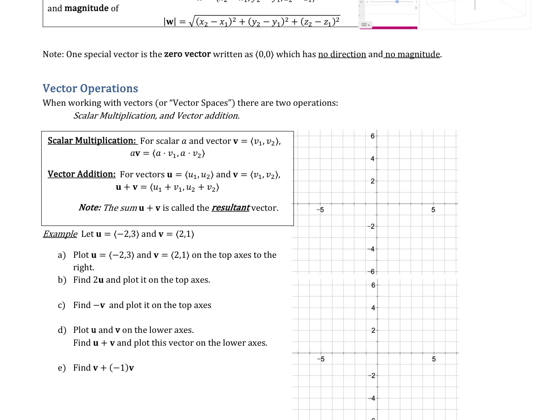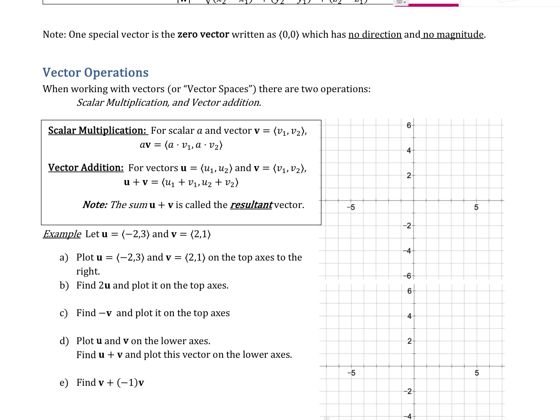Okay, so we have a couple operations. We've got scalar multiplication. That's what we call when we take a scalar times a vector. And the way we define that is we're going to multiply the scalar times each of the components. And then we have vector addition, and that's just going to be if we add 2 vectors. If u is u1, u2, and v is v1, v2, to add 2 vectors, we're going to add their first components, and add their second components. The result is what we call the resultant.